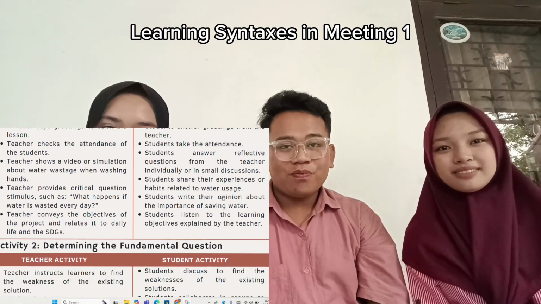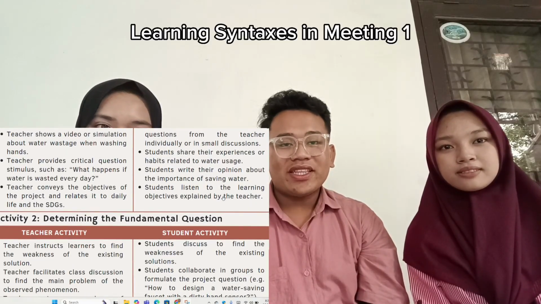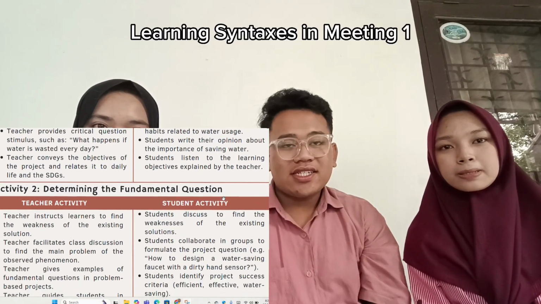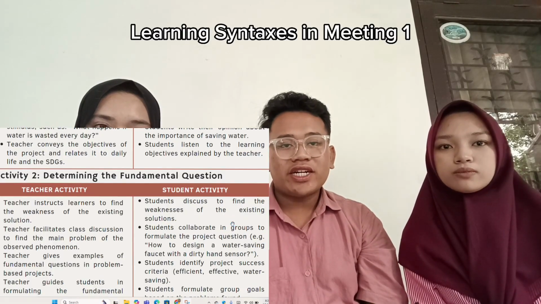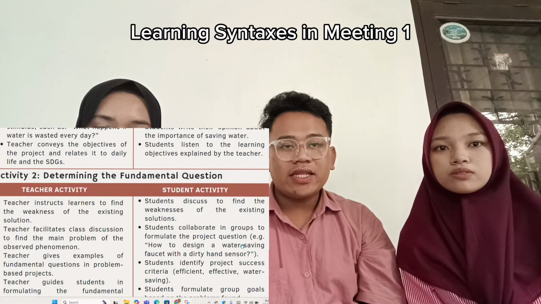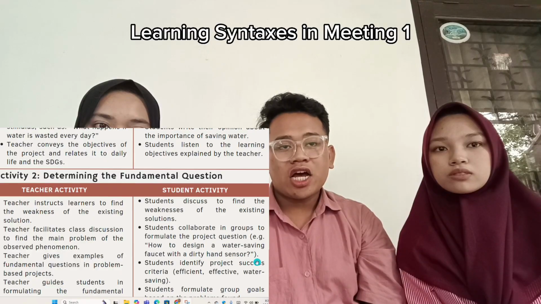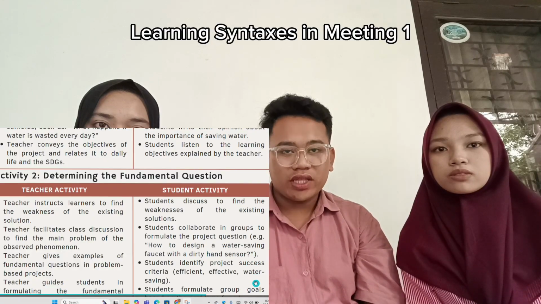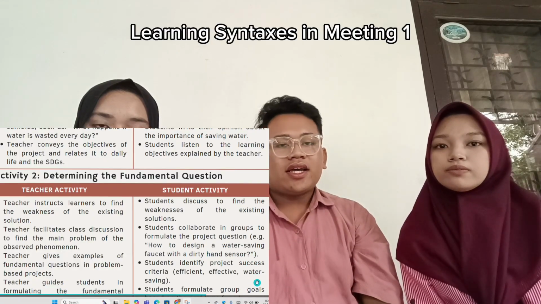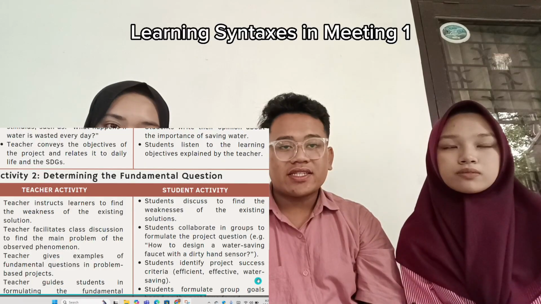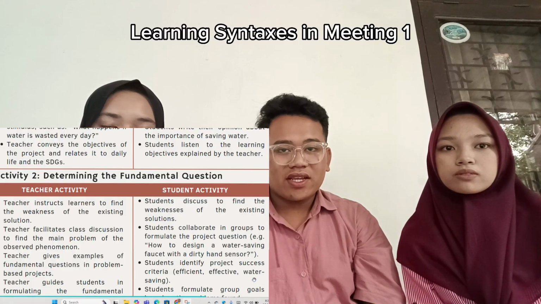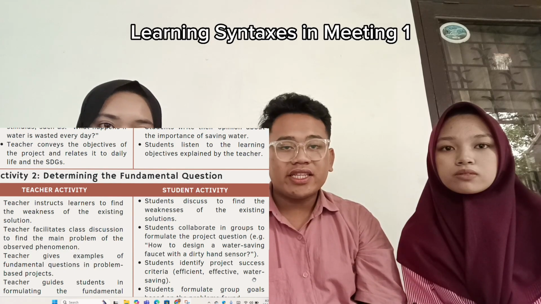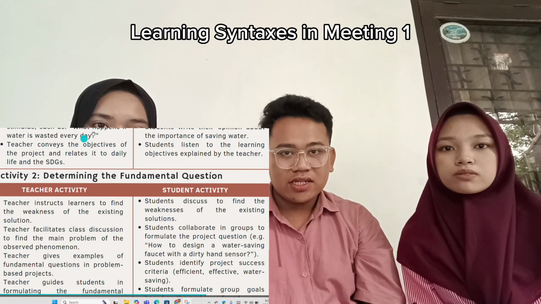And then activity 2 is determining the fundamental question. Students discuss to find the weaknesses of the existing solution, and then students collaborate in groups to formulate the project question: how to design a water-saving faucet with a dirty hand sensor. And then students identify project success criteria: efficient, effective, water-saving. And then students formulate group goals based on the problem found.